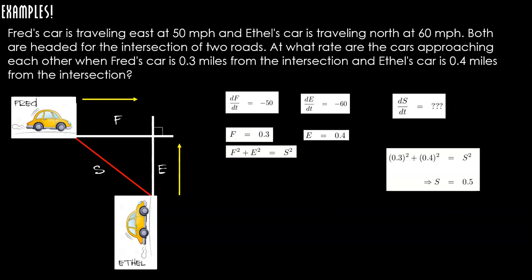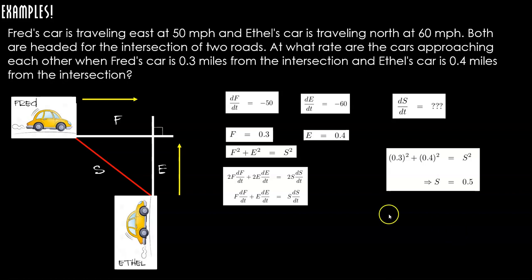I know that f squared plus e squared equals s squared, so s is equal to 0.5. Nice Pythagorean triple there. So let's go back to f squared plus e squared equals s squared. I take the derivative with respect to time, so I get 2f df/dt plus 2e de/dt equals 2s ds/dt. Dividing by 2 because I like to do that just to clean it up.